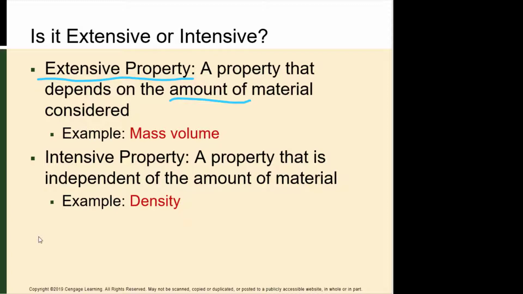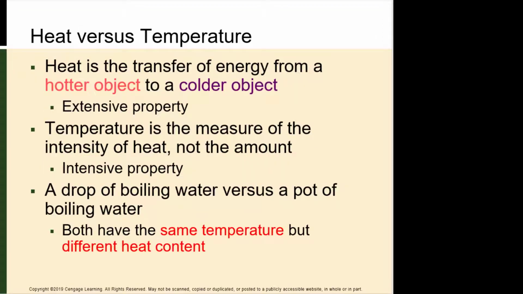that volume changes for water. Versus an intensive property is a property that is independent of the amount of material, like the density of water. The density of water is 1 gram per milliliter. If I had 5 milliliters of water, its density is still 1. If I had 500 milliliters of it, its density is still 1. So let's use that and talk about the difference between heat and temperature.